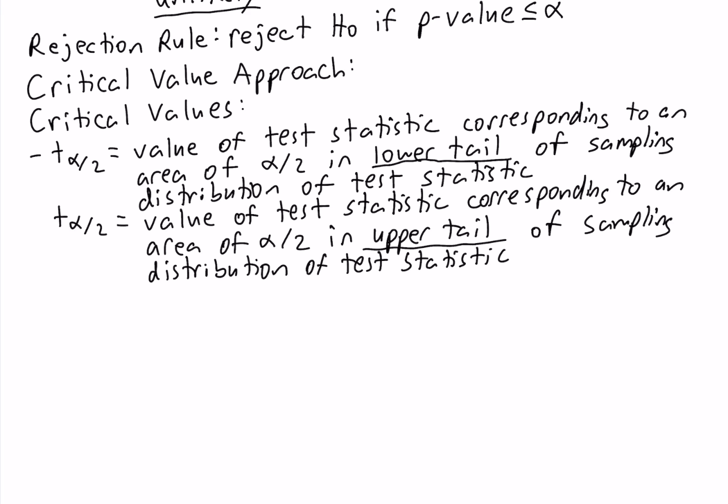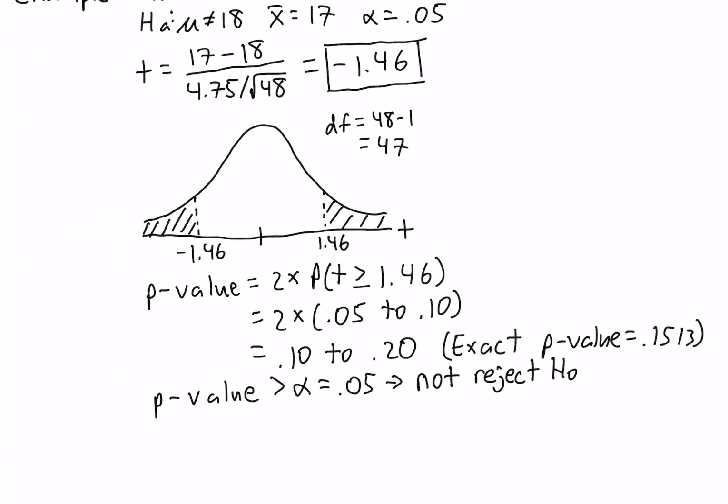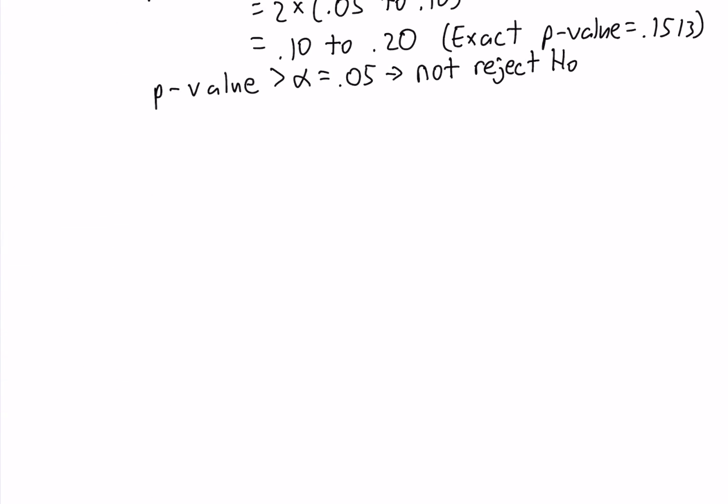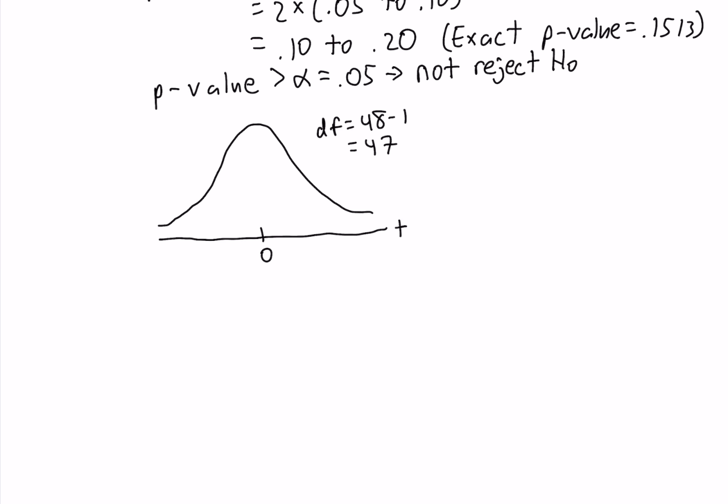So let's simplify this definition here. What it's saying is it's the t value with an area of alpha half in the upper tail of the t distribution with n-1 degrees of freedom. Okay, so those are our two critical values, so let's find them. It's always helpful to draw the graph. It prevents you from making mistakes. So let's see, the degrees of freedom is n-1, and n is 48. So 48 minus 1 is equal to 47.